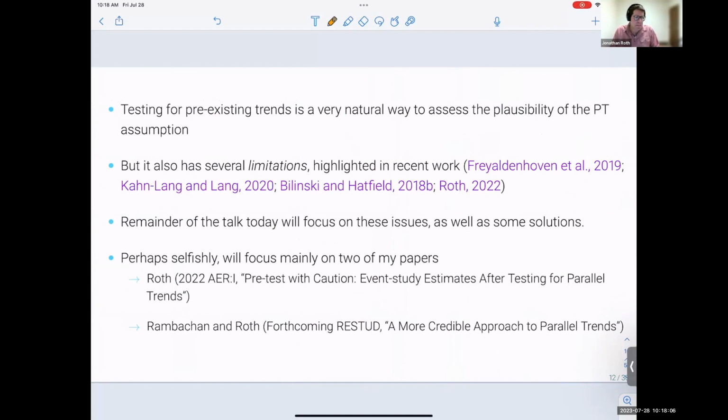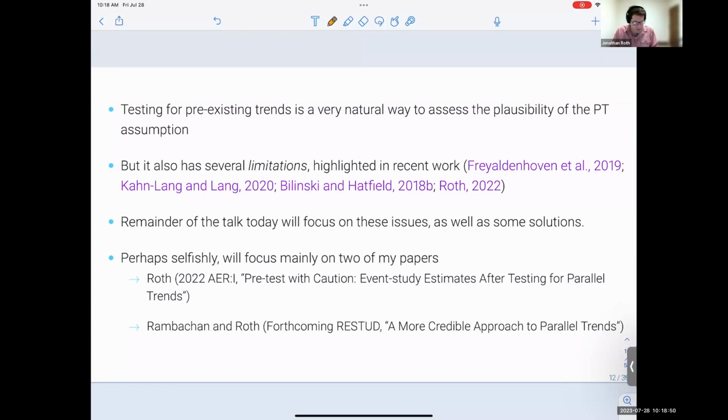but it's not perfect. I don't want you to take away, don't make an event study plot. For sure not. You definitely should make event study plots and look at them. But this approach of looking at the data to see whether it supports the parallel trends assumption also has some limitations highlighted in recent work, including Freyaldenhoven, Hansen, and Shapiro, Kahn-Lang and Lang, Bilinski and Hatfield, and some of my own work. So for the remainder of what I'm going to do today, I'll talk about some issues with the common practice of testing for pre-trends, and then I'll focus on some solutions.